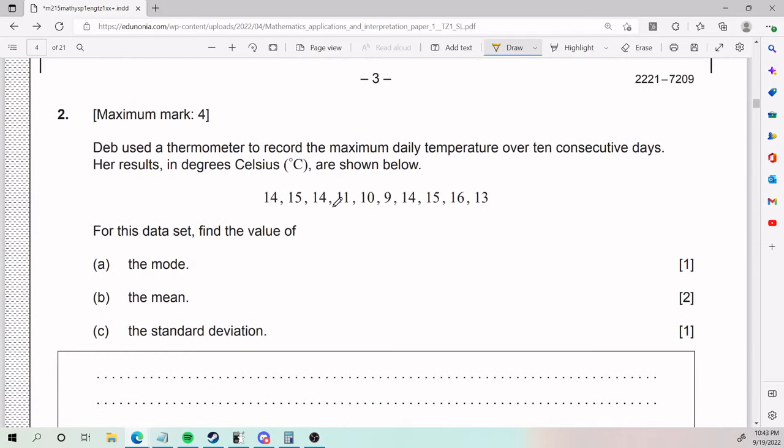Number two. Deb used a thermometer to record the maximum daily temperature over 10 consecutive days. Her results in degrees Celsius are shown below. For this data set, find the value of the mode, the mean, the standard deviation. There are ways to find the mean and standard deviation by hand, but it's a little more annoying. The one thing you can find by hand is the mode, and it's relatively easy.